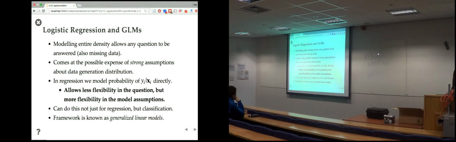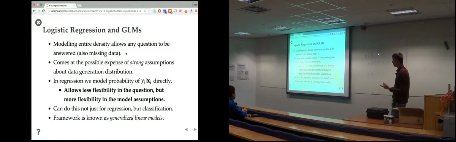The advantage of modeling the entire density as we did for naive Bayes is that it allows any question about your data set to be answered. You can formulate any question. Given this label and this partial set of features, what should the other features likely be? What's their distribution? In theory, you can do that. Of course, in practice, you've made such simplifying assumptions that those answers are likely to be poor. So the strong assumptions on your data generation distribution are a problem.